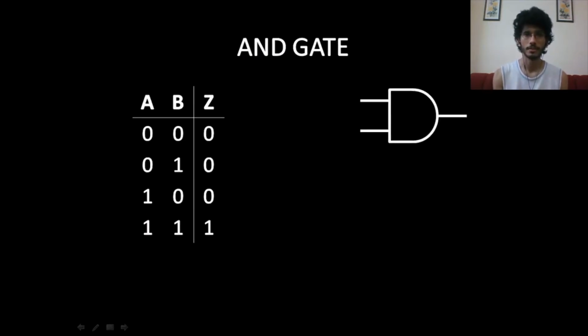Now the next circuit is the AND gate. These are kind of interesting circuits because they can have any number of inputs and one output, and the idea is that the output is going to be 1 only and only if all of its inputs are 1. So when A and B are 1, then the output is going to be 1.